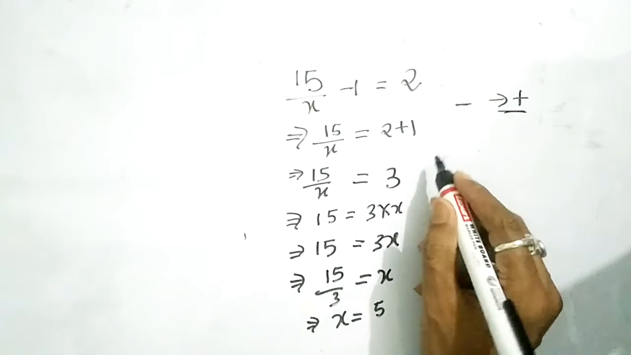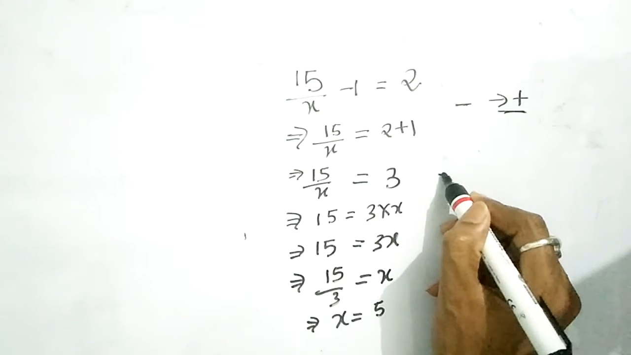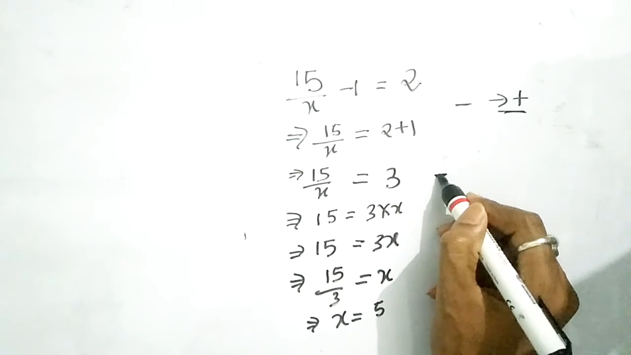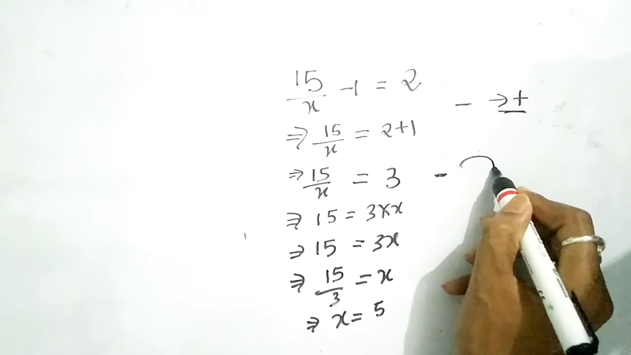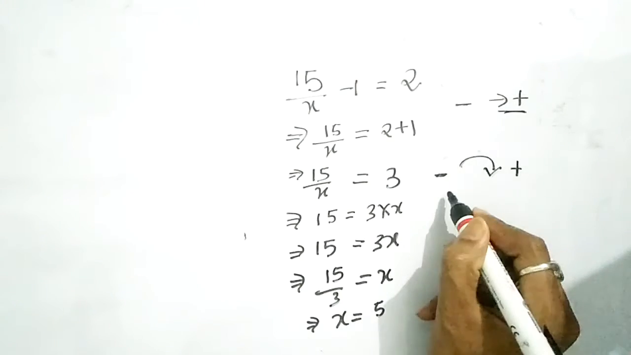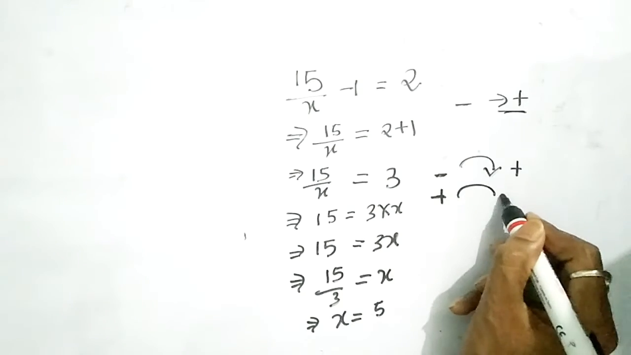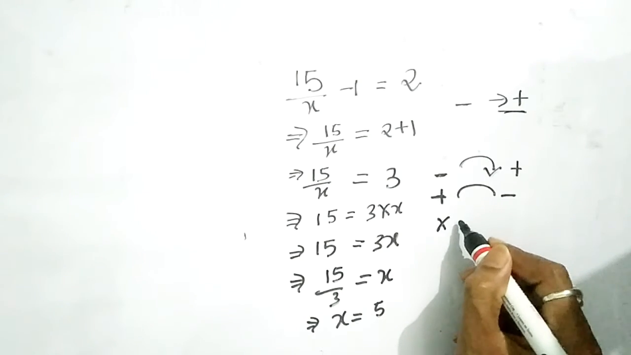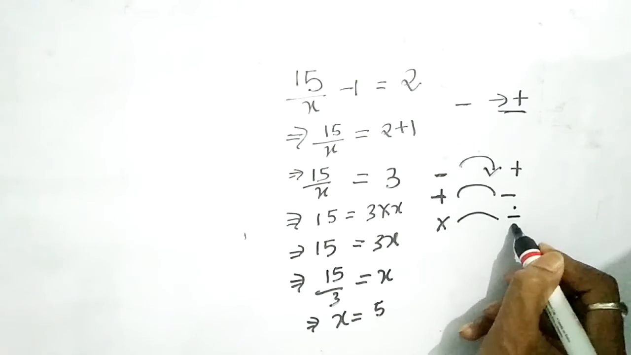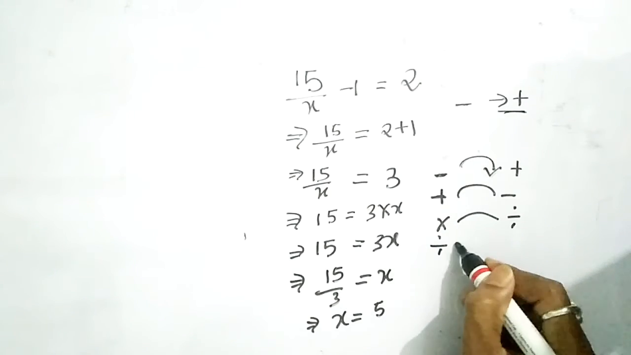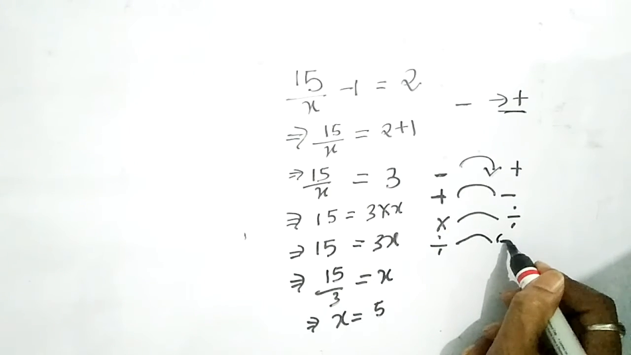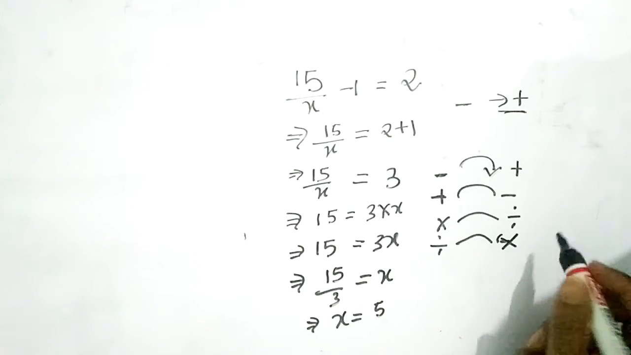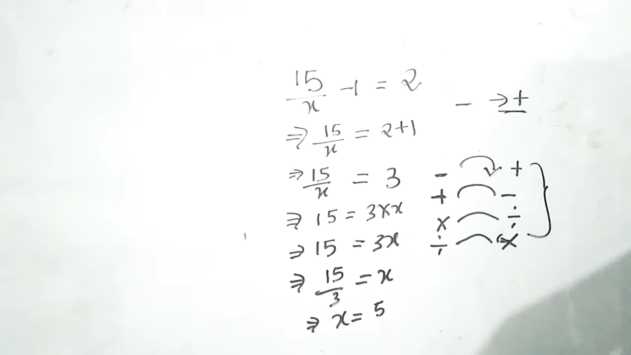So what is the key point you should remember? When a minus sign is given before the number or the variable, when we shift it to the left or right it becomes plus. When a plus sign is given then it will be minus. When an into or multiplication sign is given it becomes divide. When a divide sign is given it becomes what? Multiply. So this is the key rule you should remember to solve this kind of question. So what should be the answer? x equals 5.